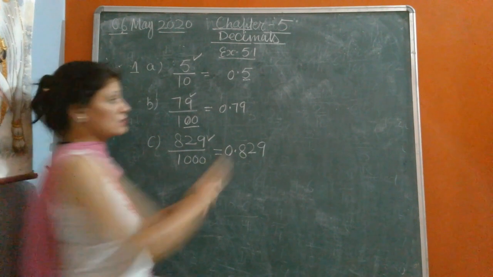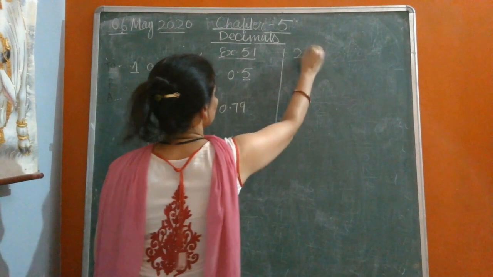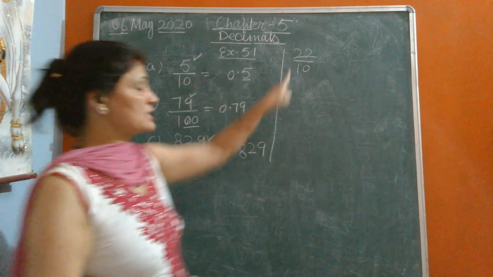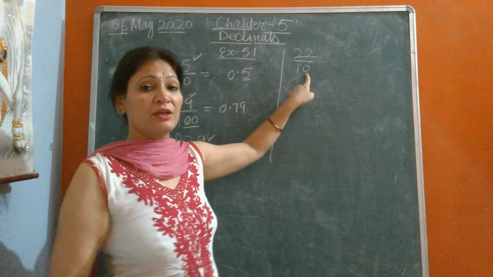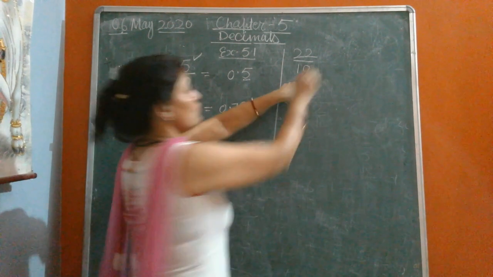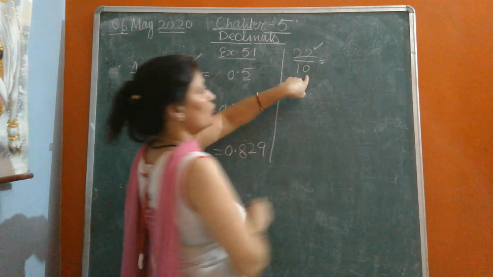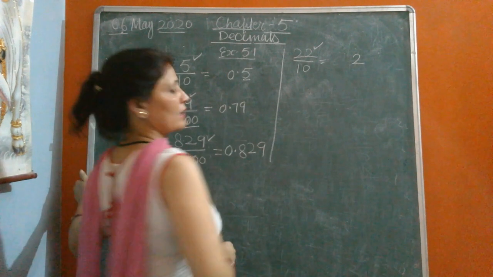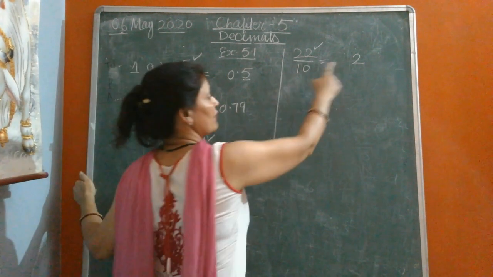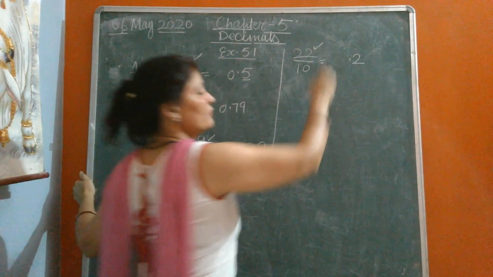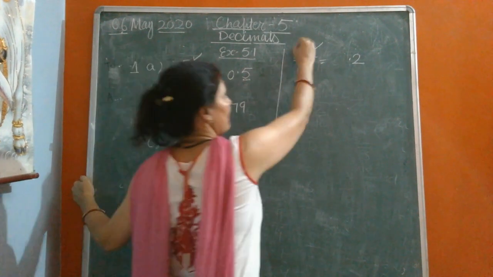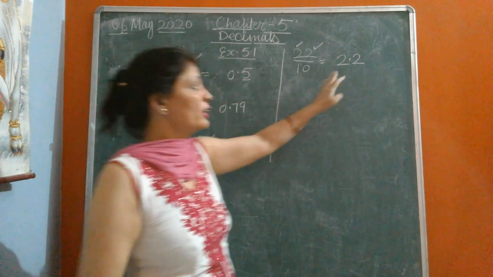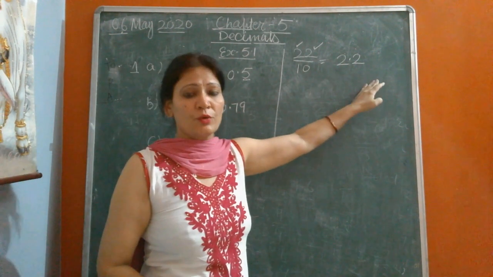Next is 22 upon 10. Again we see in the denominator there is 1 zero. So count the digits of the numerator. We will take 1 digit from the right hand side because there is 1 zero, and we will put the decimal before that one digit. And there is 2 left. We will write it on the left hand side. So we will call it 2.2.